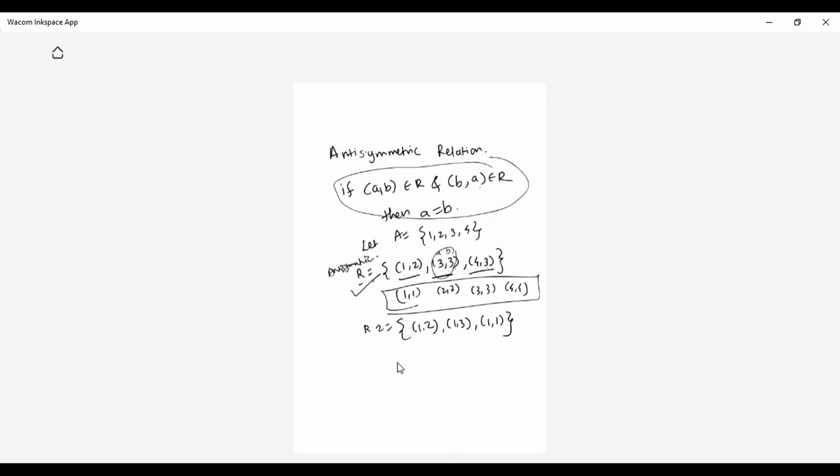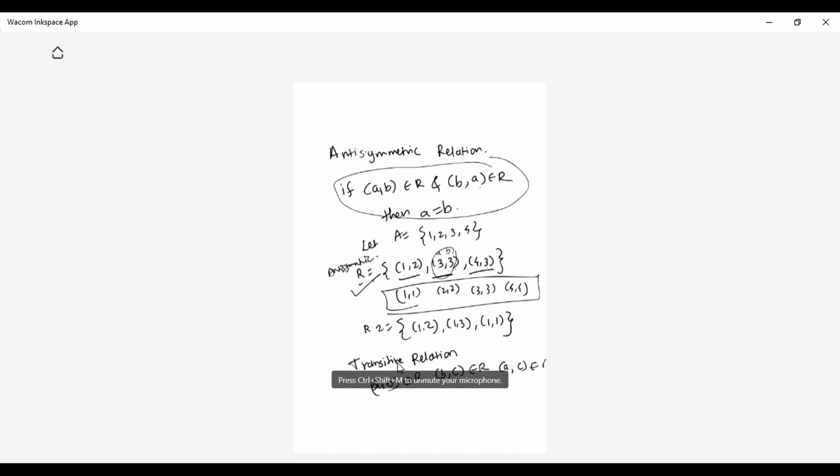Now, transitive is quite easy, and I hope you already know this relation. Transitive relation. A binary relation R on a set is said to be transitive if (A, B) belongs to R and (B, C) belongs to R, then (A, C) belongs to R.